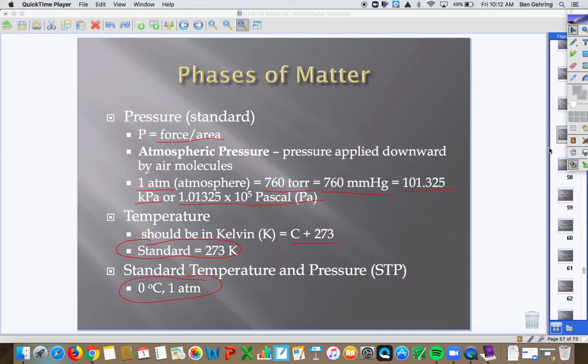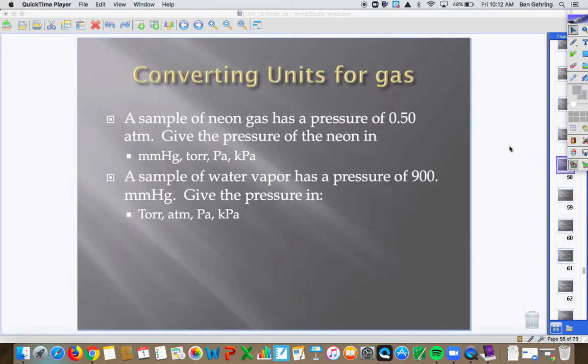All right, some practice. A sample of neon gas has a pressure of 0.50 atmospheres. Give the pressure of the neon in millimeters of mercury, torr, pascals, and kilopascals. I will do the millimeters of mercury and torr with you, and you can do the rest on your own. And same with the bottom one. Water vapor has a pressure of 900 millimeters of mercury. Give the pressure in torr, atmospheres, pascals, and so on and so forth.